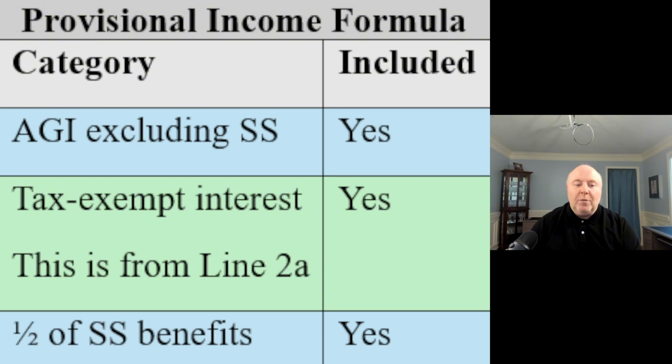And then what we do is we add half of our Social Security benefits. So you take your entire amount of Social Security benefits, like line 5, times 0.5 for 50% of it, and that's going to give you the Social Security benefits that you're adding into your provisional income. All right, so like I said, we're going to work through here. We have one more table, but then we're going to work through a comprehensive example.